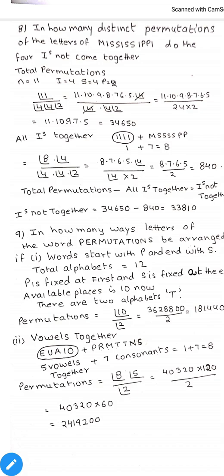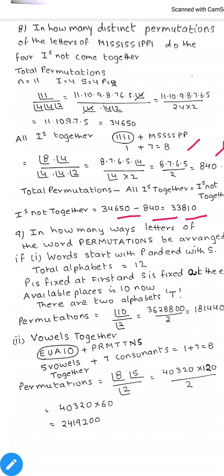What do we get? 8765 divided by 2, that is 840. So total possibilities where I is not coming together is total permutations minus all I's together. So this is 34650 minus 840, that is 33810.